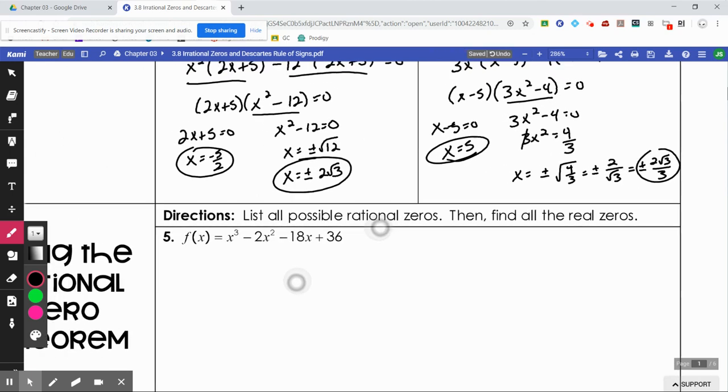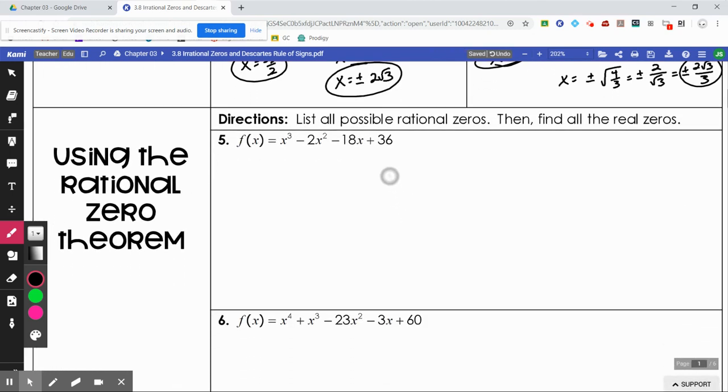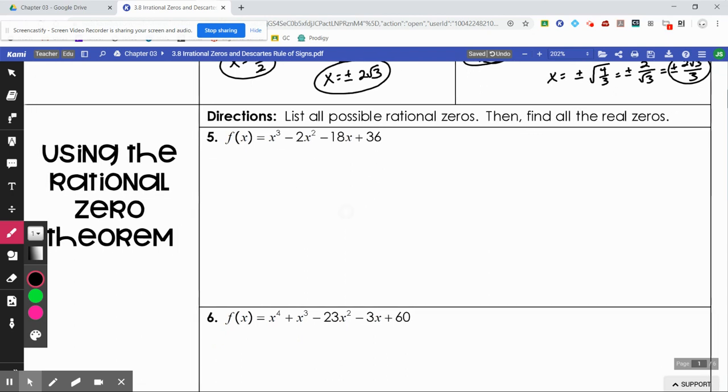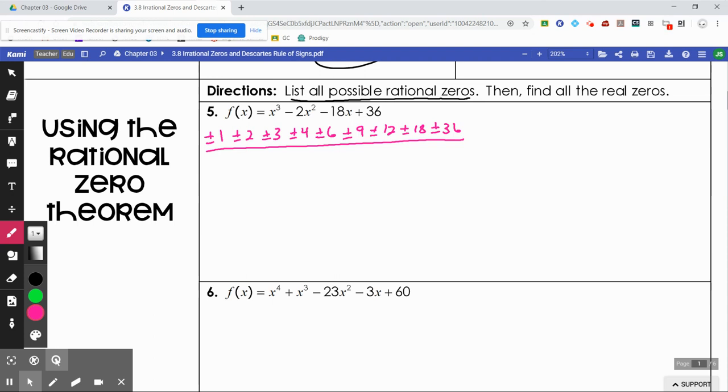So now let's combine what we've been doing with these methods that we've learned in the past, and let's find some rational roots. So we're using the rational zero theorem. We're doing the same thing we did in the last lesson. List all the possible rational zeros, then find the real zeros. And I'm going to go ahead and list all the possible rationals. So there's all the factors of 36, and then all the factors of 1 to be plus and minus 1. So here would be all your possible rational roots. Let's try to find one that works.